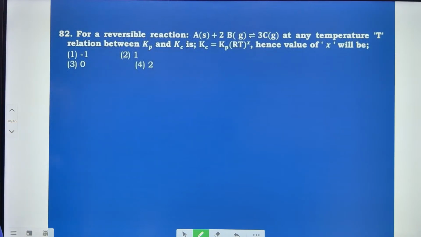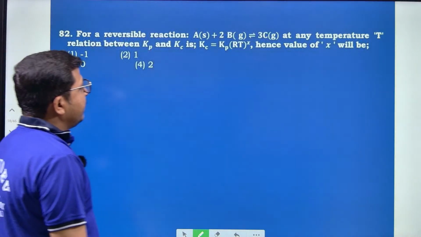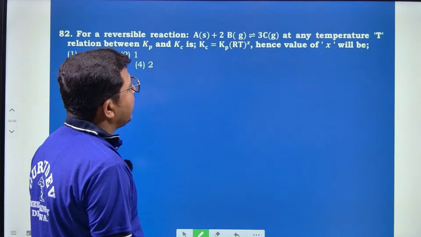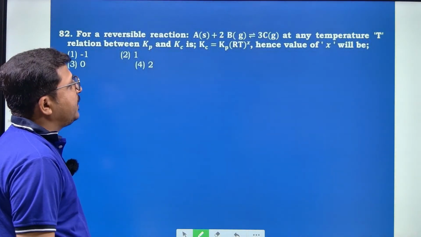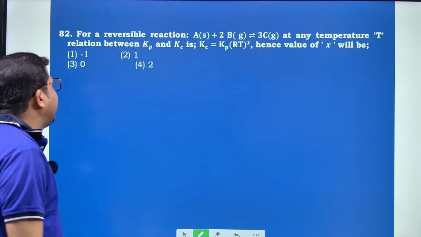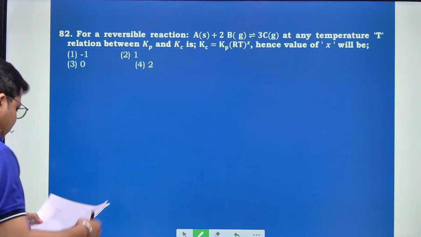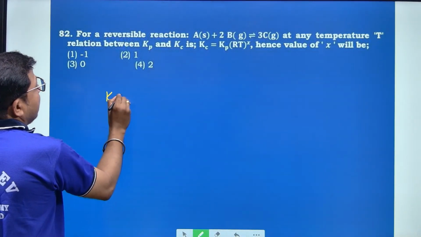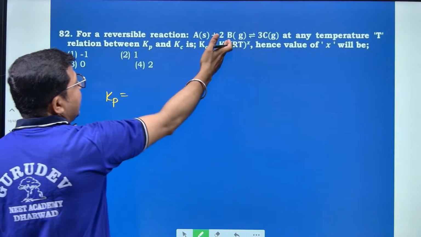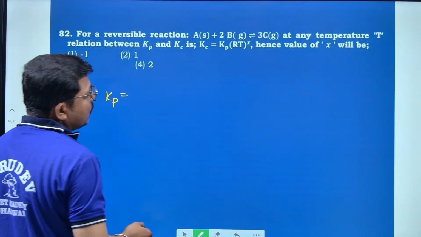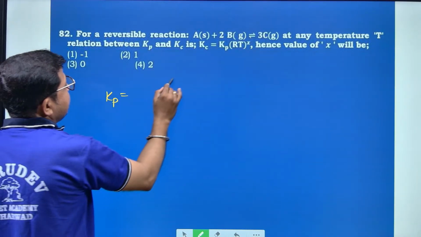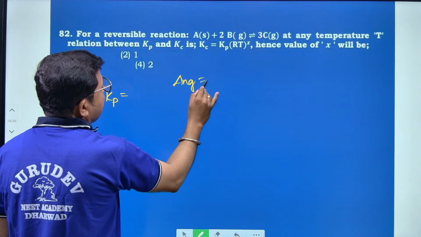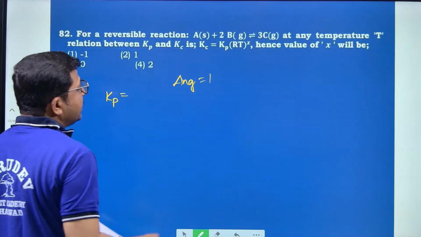Question number 82. For a reversible reaction, A plus 2B gives 3C at any temperature T, the relation between Kp and Kc is equal to Kp into RT raised to x. Hence, the value of x will be, they have asked. So we will solve this one. A is a solid and 2B is the gas here, and 3C is also gaseous. Hence, by subtracting these two, we will get delta Ng value. Delta Ng value is equal to 1.